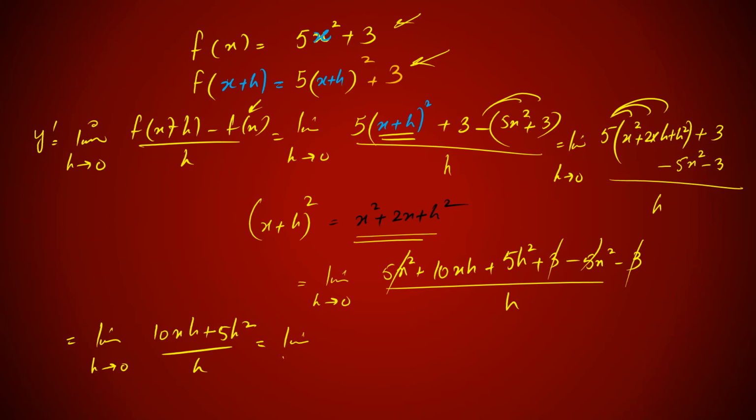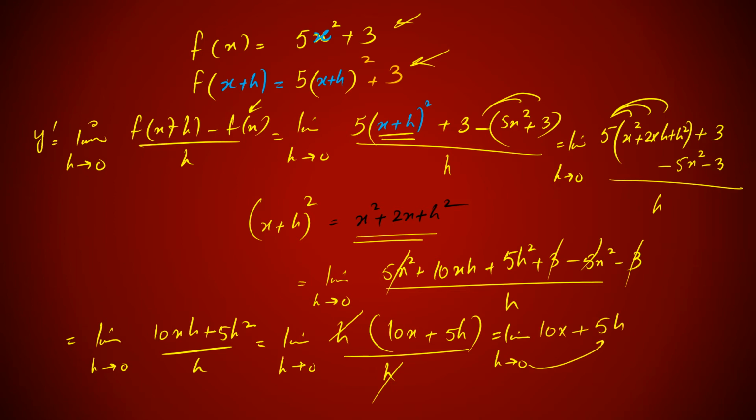Take h as a common factor. What is left inside the bracket? So 10x left plus 5h left over h. Now you can cancel h with the h, and in the last you just apply the limit. Remember that when we apply the limit, we never write the limit again. So 10x plus 5h means 5 times 0, and 5 times 0 is 0. So you will have 10x as the derivative of 5x square plus 3.